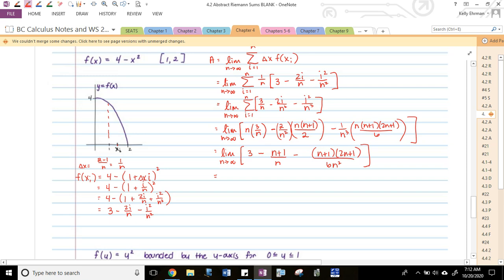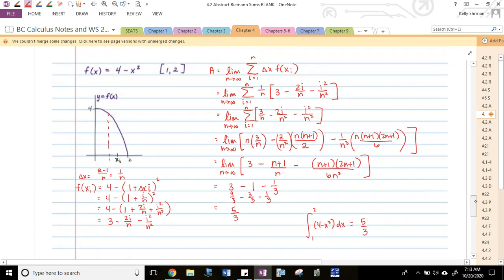Finally, we can drop limit notation and take the limit. The limit as n approaches infinity of 3 is going to stay 3. Minus, this is a tie here, so minus 1. We would have 2n squared over 6n squared, so minus 1/3. All right, so 9 over 3 minus 3 over 3 minus 1 over 3 is positive 5 over 3. So again, what this is saying is the area from 1 to 2 of 4 minus x squared dx, its exact area is 5 over 3.